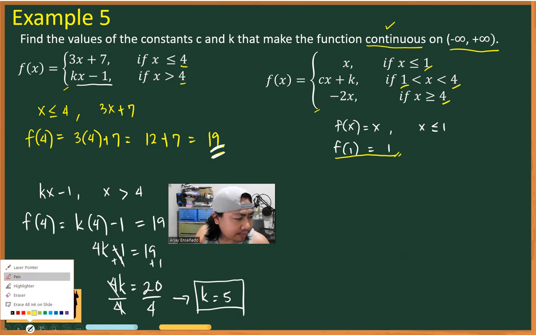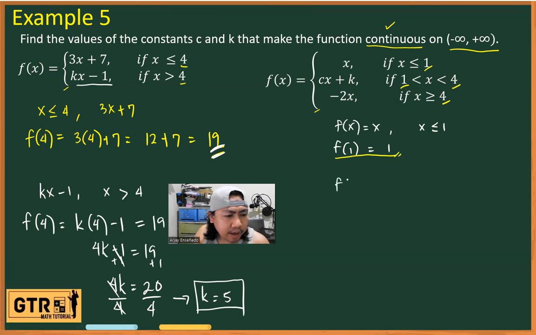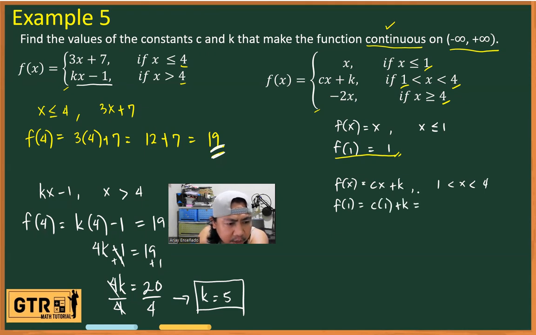Okay, so next subfunction, we have f of x equals cx plus k. So this is for x is between 1 to 4. So for this to be continuous, the value of f of 1 should be equal to 1. Okay? So let's substitute. So therefore we have f of 1 equals c times 1 plus k should be equal to the value of f of 1 is 1. So this should be equal to 1.